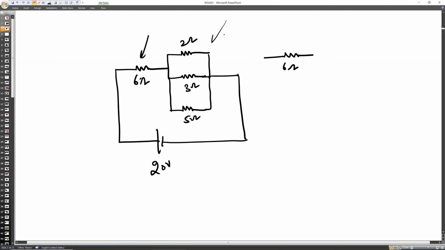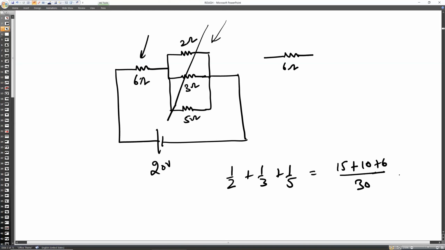let's make an equivalent resistance of this. What are these three resistors going to have? This is 1/6, 1/2, and 1/3. The equivalent resistance of these three, you can take the LCM, 30 is the LCM. This will be 15 plus 10 plus 6, that is 31 upon 30. So you reciprocal this, you will get 30 upon 31, you will get 0.9 something.